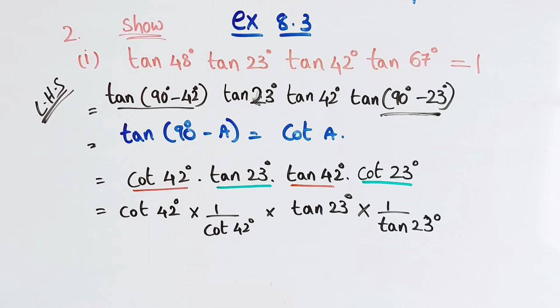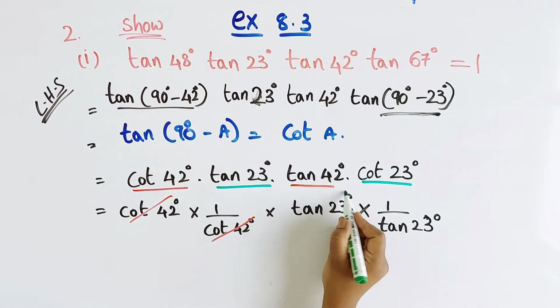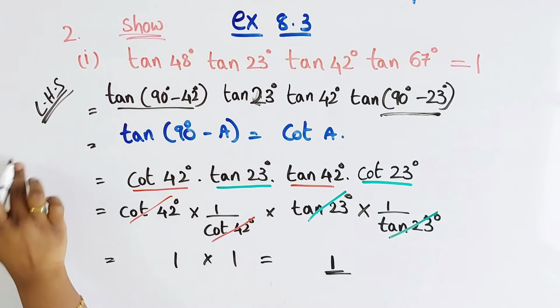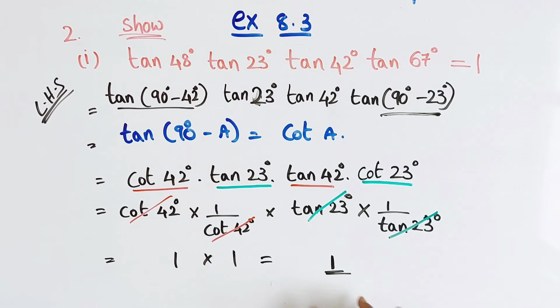Now see here, cot 42, cot 42, you can cancel, and tan 23, tan 23, cancel here. So here also 1 into 1. What is the answer? 1. Now see LHS and RHS. Both are equal, right? So LHS equals RHS, children. So it is proved.